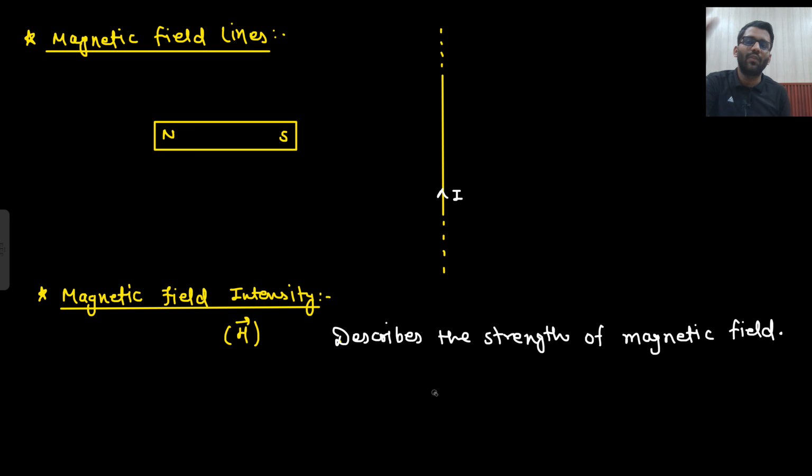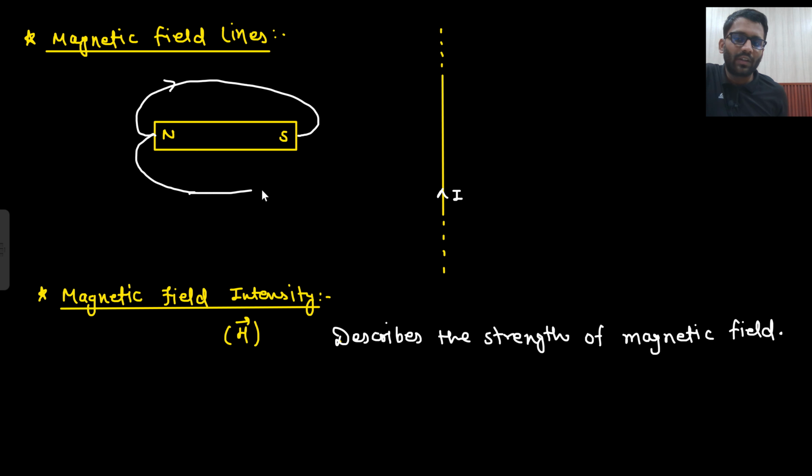Now here, how will we generate magnetic field lines? We have a magnet bar. You must have seen a magnet, right? So that is a magnet bar. This magnet will have one north pole and one south pole. Outside the magnet, the magnetic field lines will get out of the north pole and will get into the south pole.